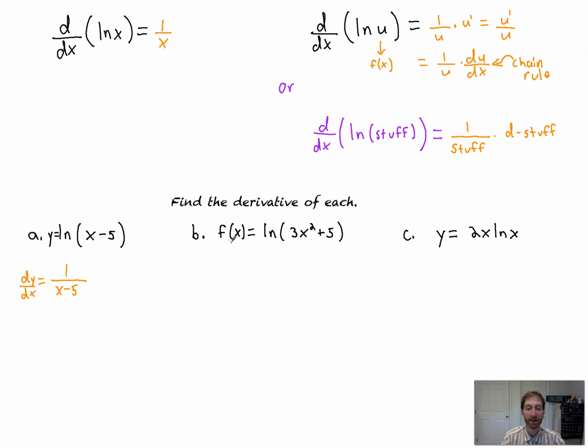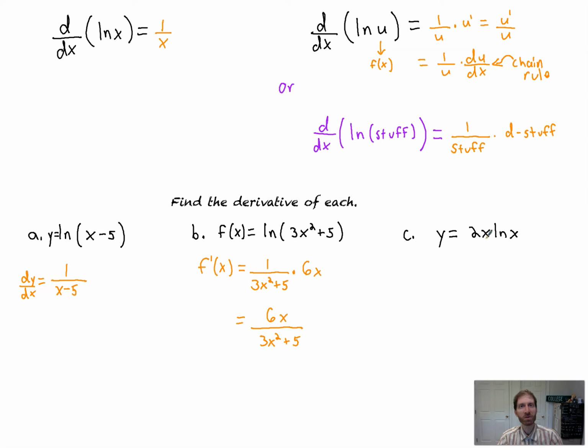How about letter B? Well, what's f prime of x? That's what we're looking for. It says find the derivative of each. So all of this is the stuff, group it all together. That's equal to 1 over stuff. So 1 over 3x squared plus 5 times the derivative of that inner function, which is 6x. That's it. And so we can rewrite that as 6x over 3x squared plus 5. Isn't that beautiful? So simple, so straightforward.